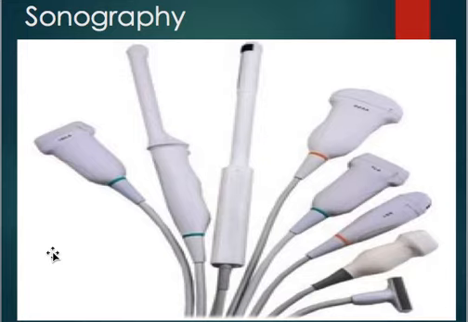Lower frequency transducers, they're going to penetrate deeper into the body. But with that deeper penetration comes less resolution, so we're not going to get as good quality of images. But we use those on things like the abdomen, gallbladder, and the pelvis.